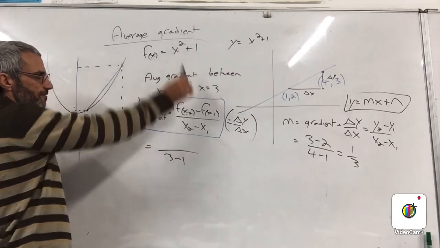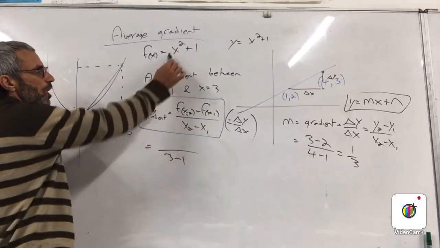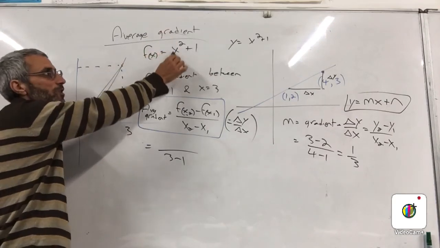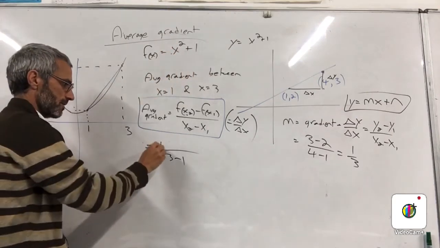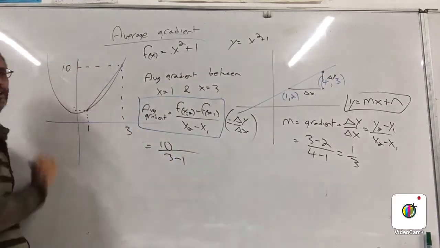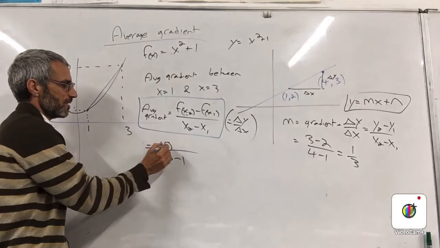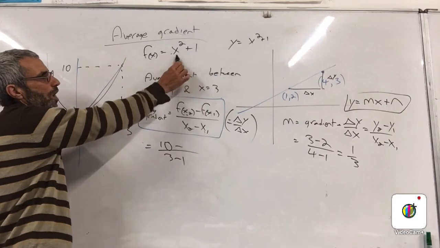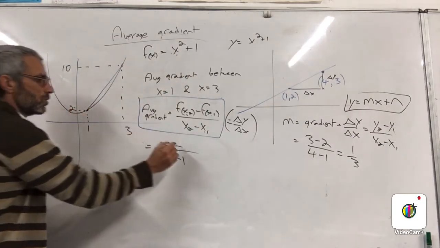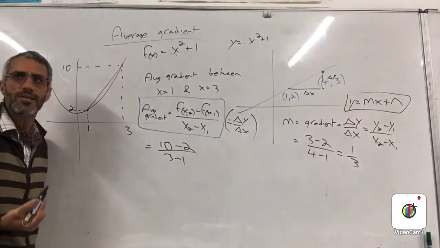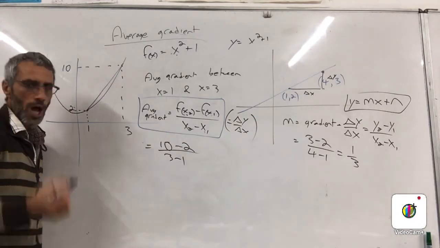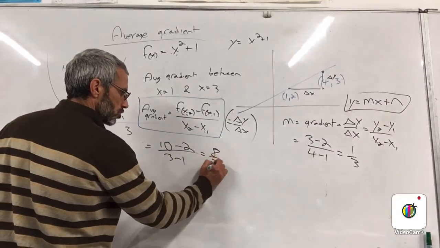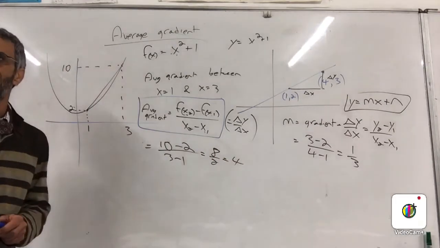We start with f of x2, so I put 3 squared plus 1. 3 squared is 9, plus 1 is 10. Then I need f of x1, f of 1: 1 squared plus 1 is 2. So 10 minus 2 over 3 minus 1. It's easy. What do we get? We get 8 over 2, which is 4. Yippee! The gradient is 4.